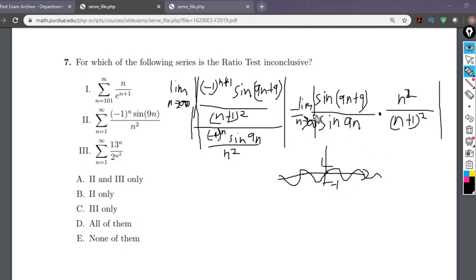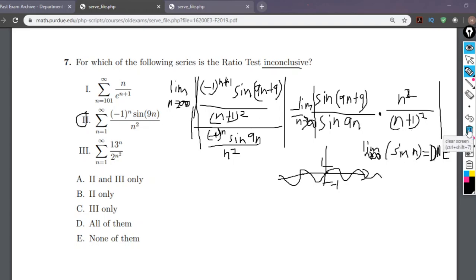So at this point, we can say that when you take the limit of a sine value to infinity, the limit does not exist. You cannot find it, right? So that automatically makes this whole ratio test inconclusive, because you cannot take the limit of sine to infinity. So number 2 will be one of the ones that will be inconclusive.